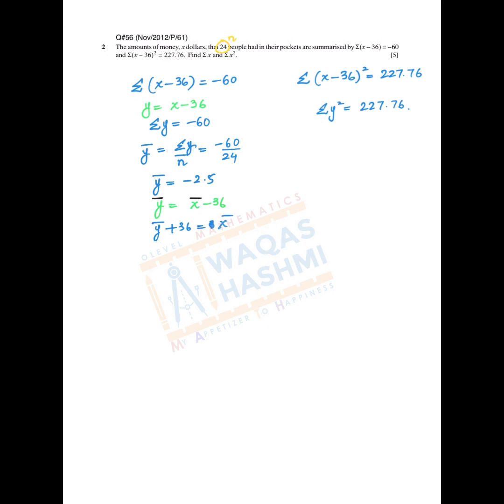Y bar is minus 2.5 plus 36, you will get 33.5. So the mean of x is 33.5. The working formula to find out mean is basically sum of all the x values divided by n is equal to mean of x, right? So the summation of x is unknown, n is known, and the value for x bar is 33.5. 33.5 times 24, you will get 804. That is your value for summation of x, and that is your first part answer.